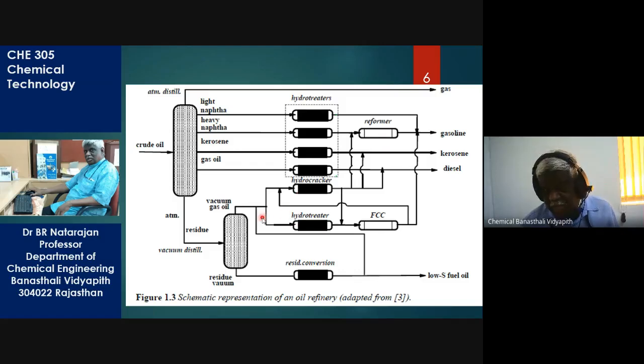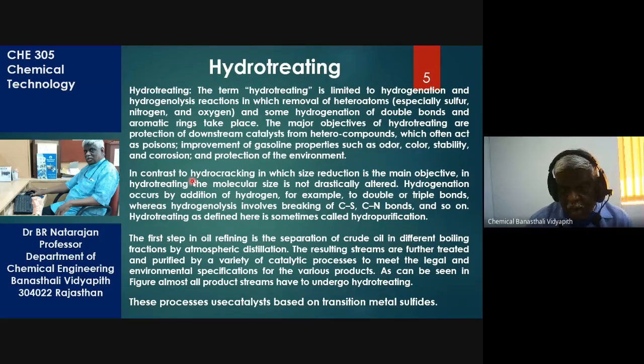Right. The only exception here is I may send this vacuum gas oil directly to the hydrocracker. Because in hydrocracking we are going to do cracking in the presence of hydrogen. So the objective is well taken. Okay, so come to this. In contrast, the objective of hydrotreating is protecting the downstream catalyst and preventing corrosion, etc. And improving the gasoline properties such as odor, color, stability, and corrosion, and protection of the environment.